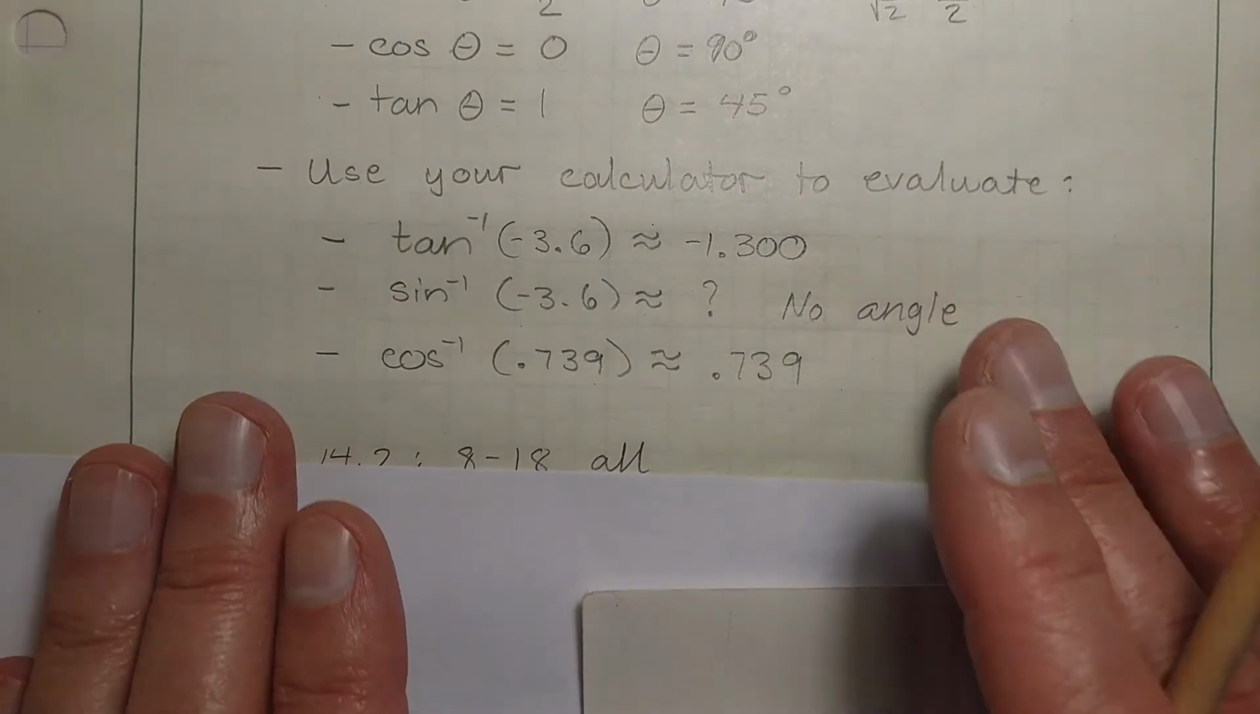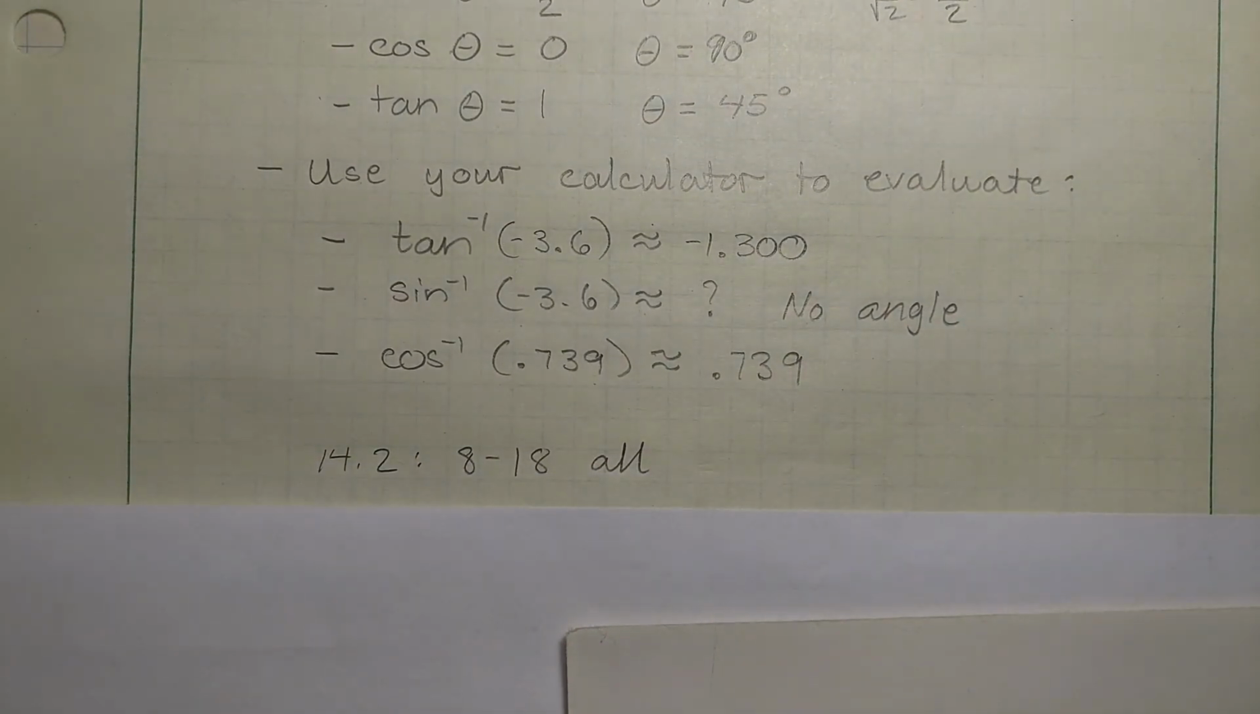Okay, there's your homework, 8 through 18 all. There will be some where you have to look at the reference triangles, and then there will be some where you just simply punch it in your calculator and record your answer. Do pay attention to whether it's asking for answers in radians or degrees.